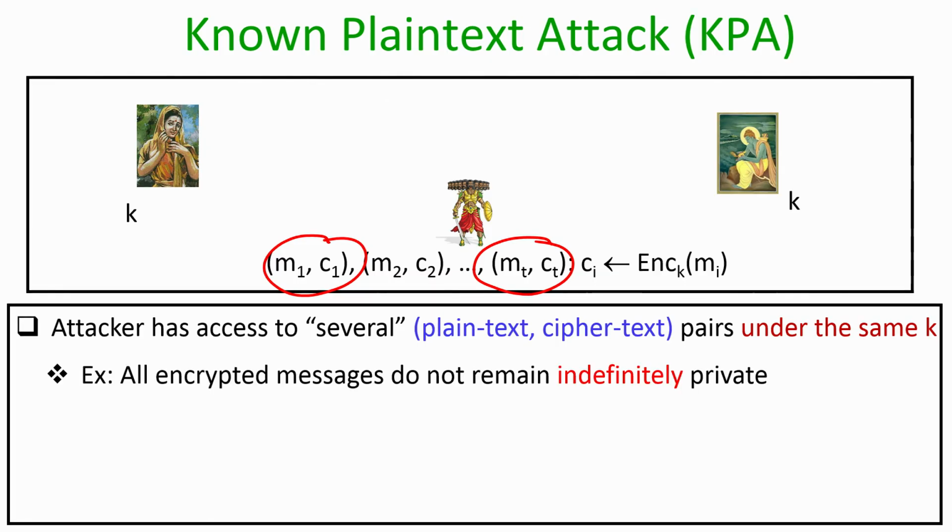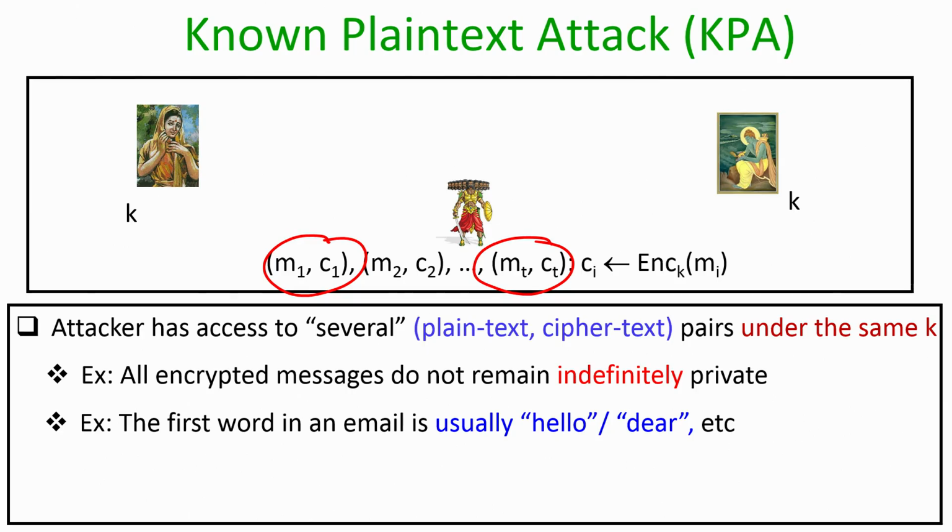Now, you might be wondering how exactly it is possible for an attacker to come up with such pairs of message ciphertext in real life. So, there could be several scenarios through which it is possible for an attacker to get access to such message ciphertext pairs. For instance, all encrypted messages do not remain private indefinitely, or if you consider the messages to be email exchange, then the first message in any email is usually the message hello, dear, hi, etc. In that sense, the encryption of certain messages under the unknown key is going to be revealed to the attacker.